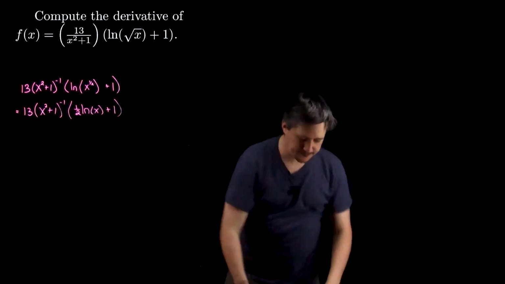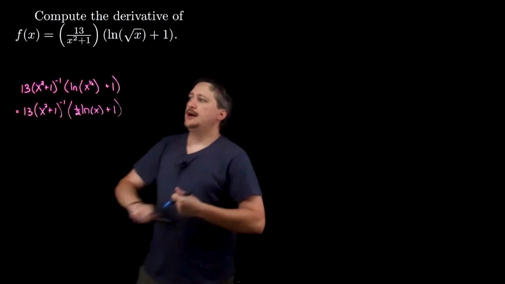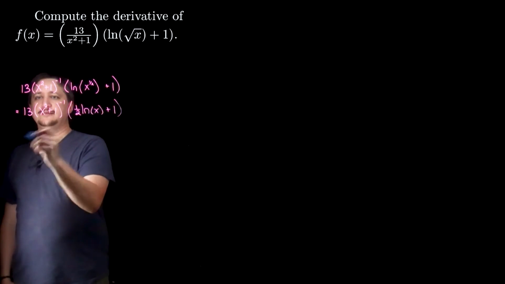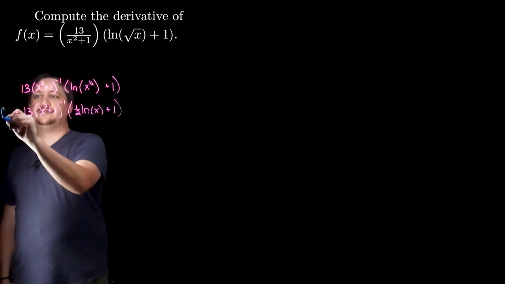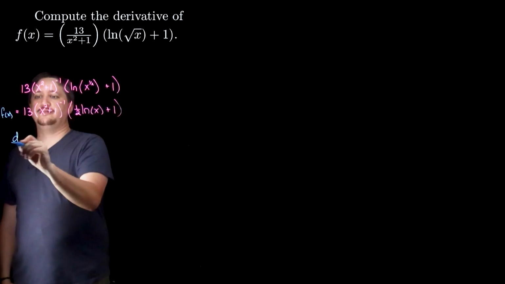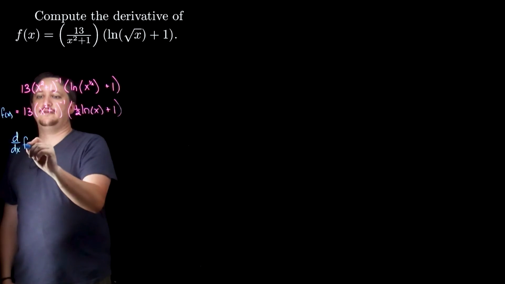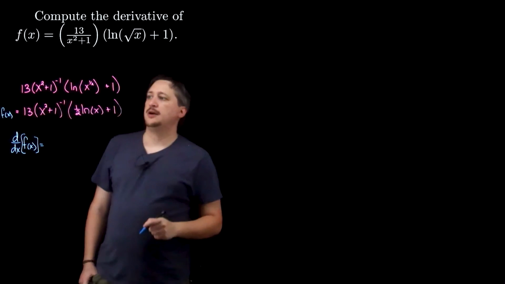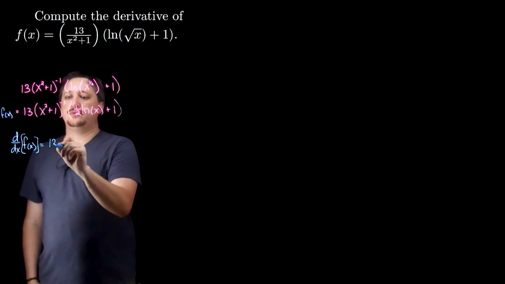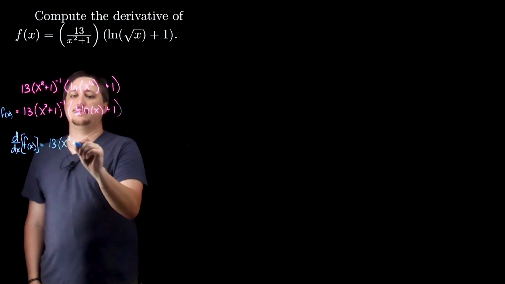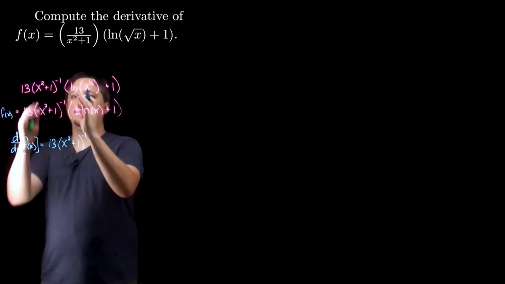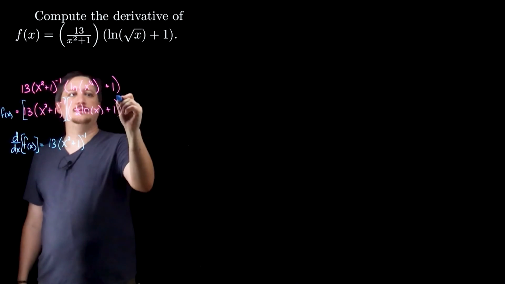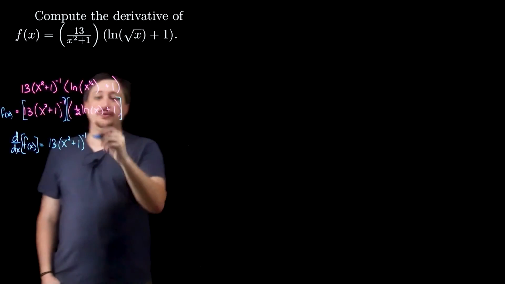So let's see that. To do a product rule, I'm going to take the derivative of this thing. So this thing is f of x, to be clear. So the derivative then of f of x is, so I'm going to have the first, 13 times x squared plus 1 to the minus 1. I'm thinking of all of that as the first thing, right? So I'm grouping it like this. Times the derivative of the second.